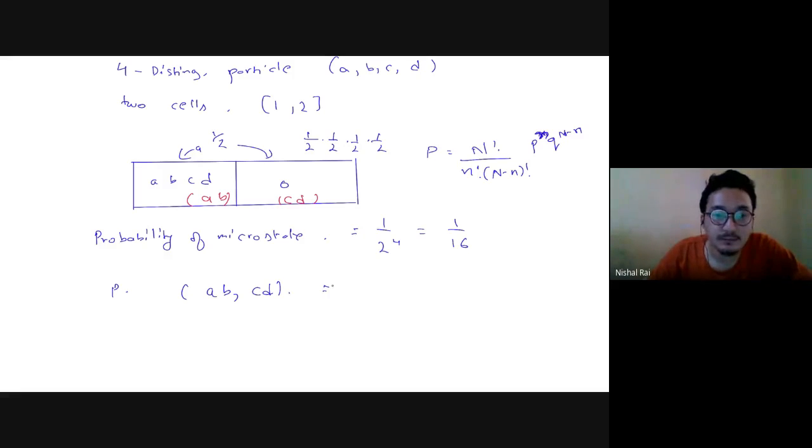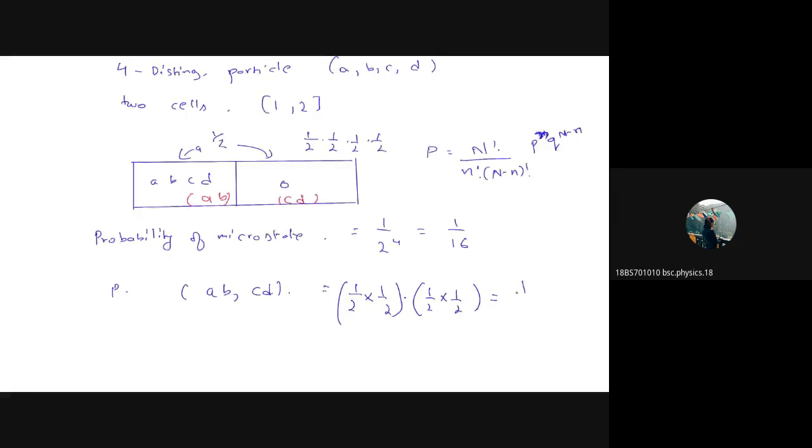For A, it will be how much? Half. B, it will be half. And there is C and D. So that's why it will be how much? And this and this should be. So it will be half times of half. Again, you will end up with what? 1 by 16. Is this point clear or not?